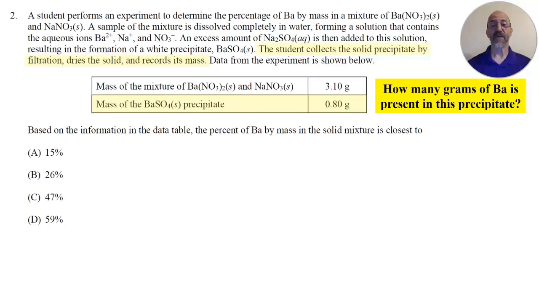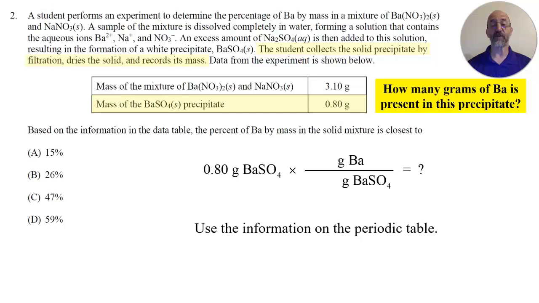How much of that 0.80 grams of barium sulfate is actually grams of just barium alone? So we'd love to take 0.80 grams of BaSO4 and then calculate how many grams of just barium are present. So how do we get those numbers in that conversion factor to go from grams of BaSO4 to grams of just Ba? Well, we can use the information on the periodic table.